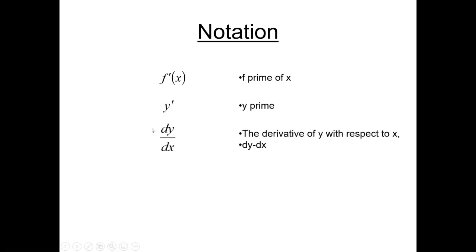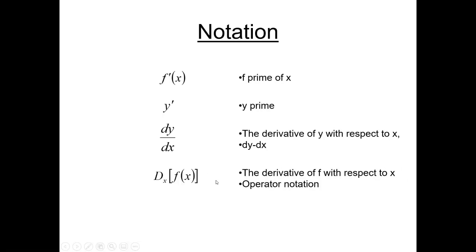The second notation was created by a mathematician known as Leibniz, and it's more of the slope formula. It's the change in y over the change in x. Now, the way that we read this is two different ways. This is the derivative of y with respect to x, or we just read it the way that we see it, as dy dx.